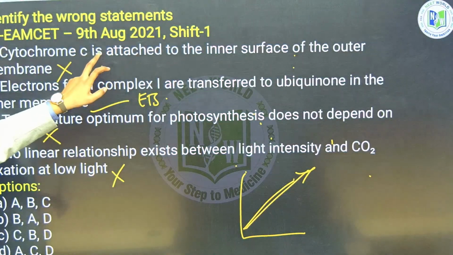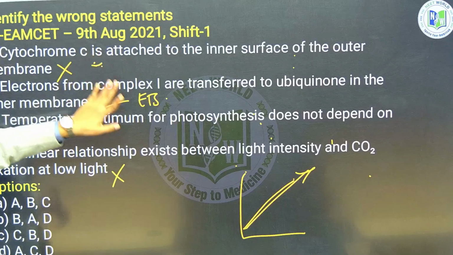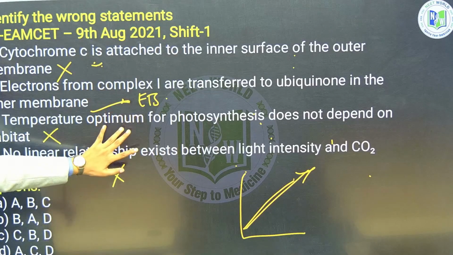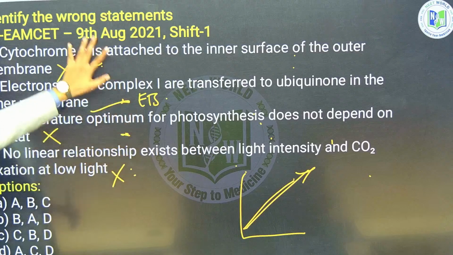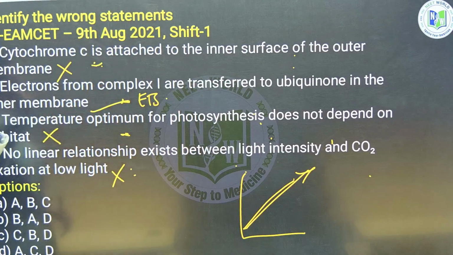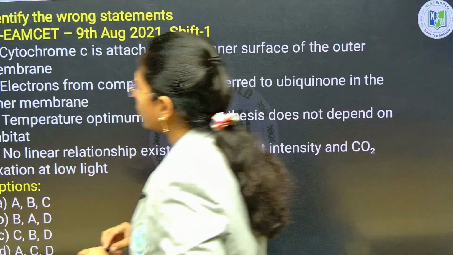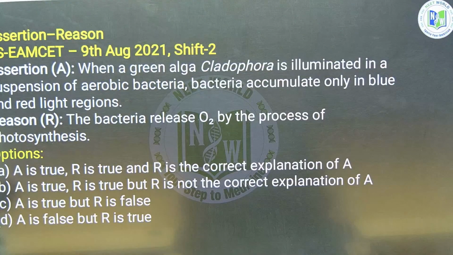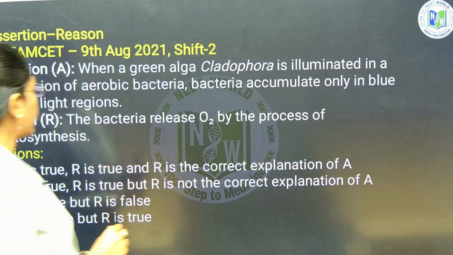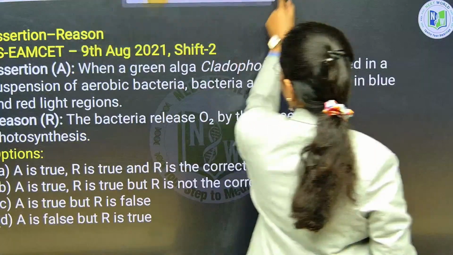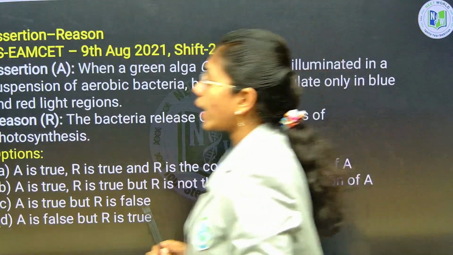photorespiration, non-cyclic photophosphorylation and electron transport system. Factors affecting photosynthesis. Two concepts are involved in this multi-statement based question. Option D will be the right answer. Next question you look into. Assertion reason type again. Look at here carefully.